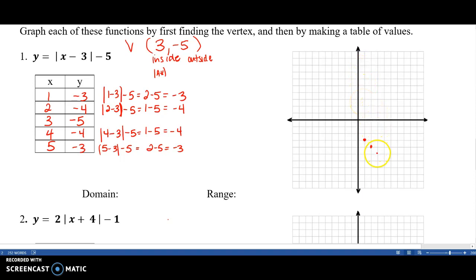3, negative 5 is right here. 4, negative 4. 1, 2, 3, 4 right here. And 5, negative 3 is right there. So that graph will look like this. And we talk about domain. It'll be negative infinity to positive infinity. Okay. And our range, it doesn't go past negative 5. Then it goes infinitely up.